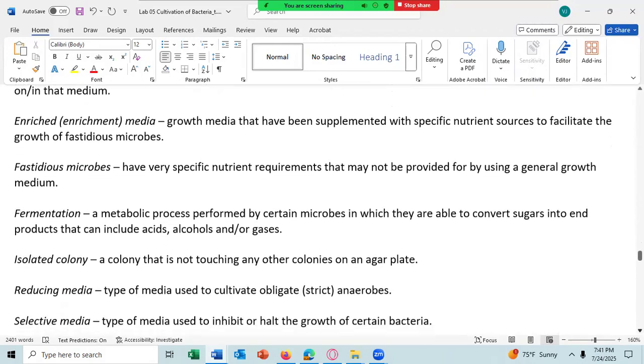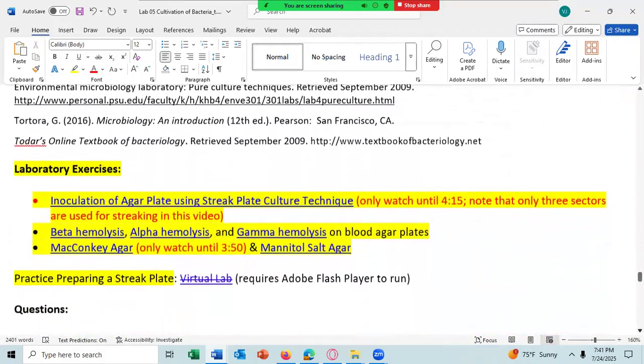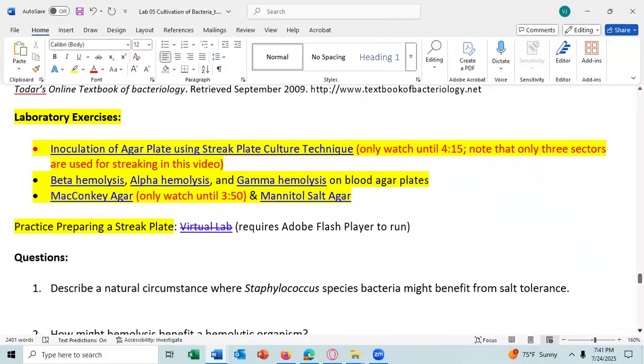All right, know the terms of this lab. You don't need to look at the references, but we have a little video for you to watch on inoculation of an agar plate using the streak plate culture technique, meaning streaking for colony isolation. You only need to watch that movie to 4 minutes and 15 seconds. Note that this video is using the 3-sector method, not the quadrant method.